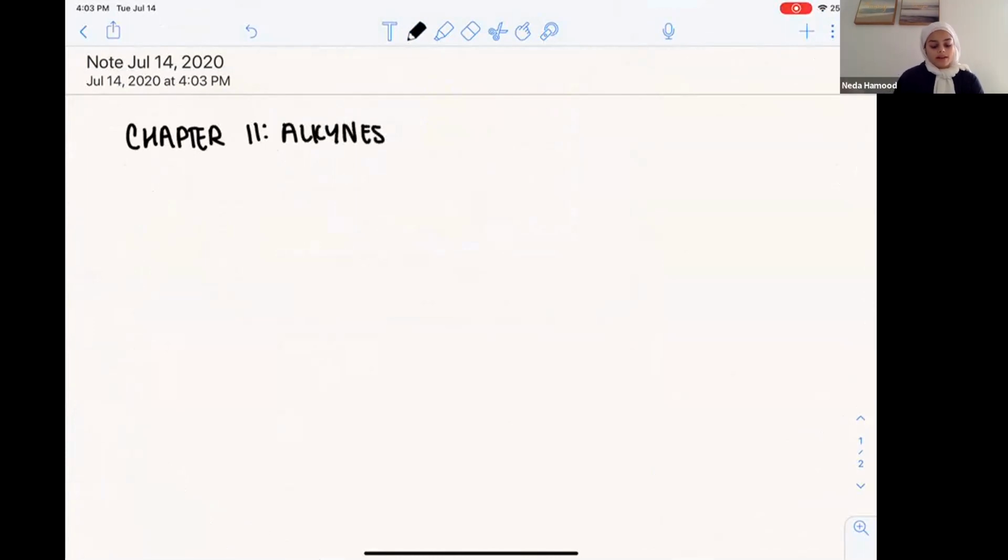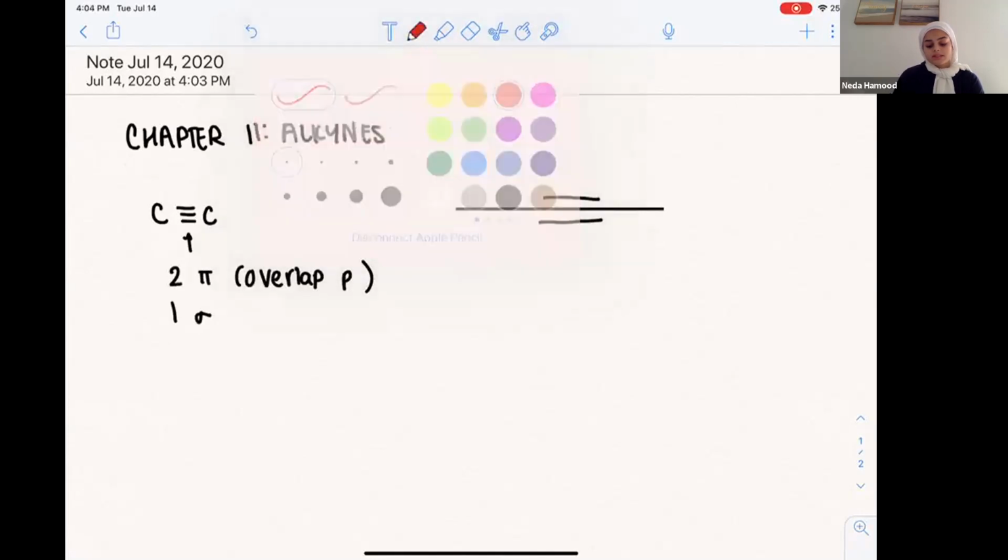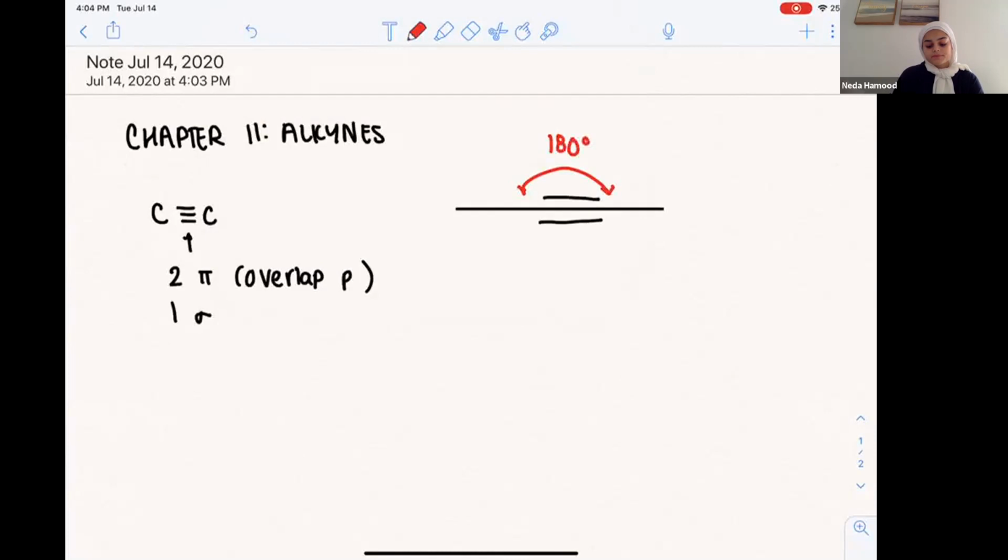Just going over what an alkyne is, it's pretty much the triple bond. This is made up of 2 pi bonds, which are made from overlapping p orbitals, and then 1 sigma bond. The way that you draw a triple bond is like this, and that's because the geometry of this is 180 degrees. And these are sp hybridized, which you guys went over in chapter 1. So that's pretty much just what an alkyne is.